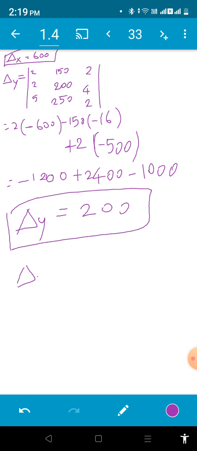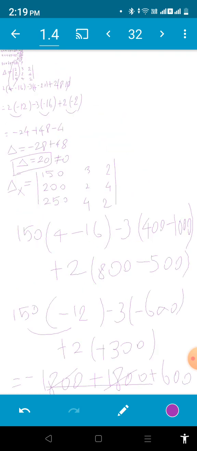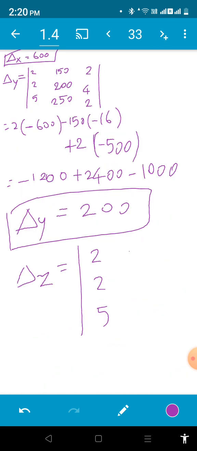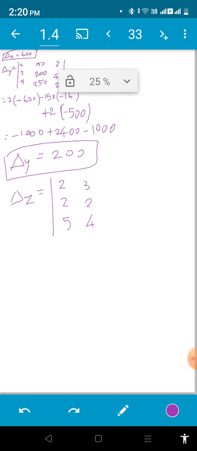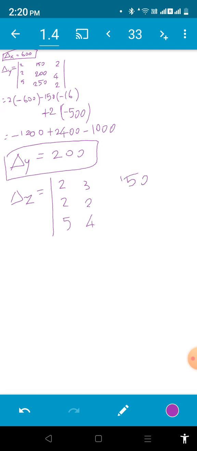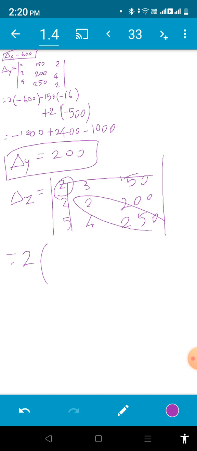Similarly, we have to find the delta z value. 2, 2, 5. Then the second row is 3, 2, 4. For the z column I take the constant values 150, 200, 250. Then first I take this row, 2 into the corresponding row and columns, which get cancelled. 2 into 250 is 500 minus 800.